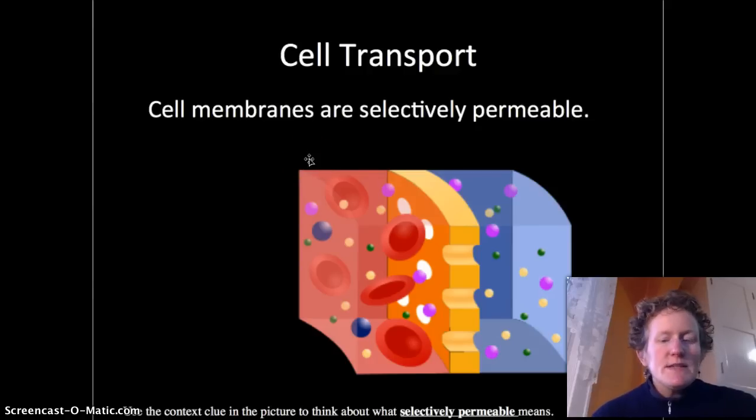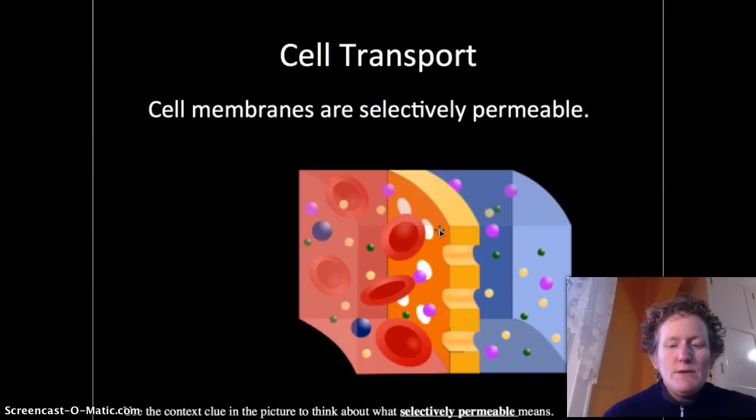Cell membranes are selectively permeable, just kind of like a colander, whatever you use to drain your noodles. The water can go through, but the noodles stay on the other side of the colander or sieve in your kitchen.